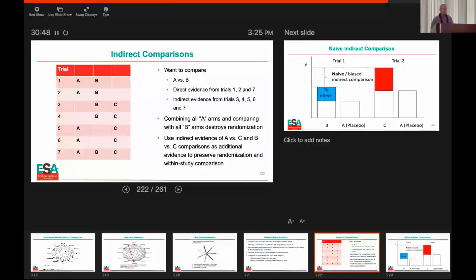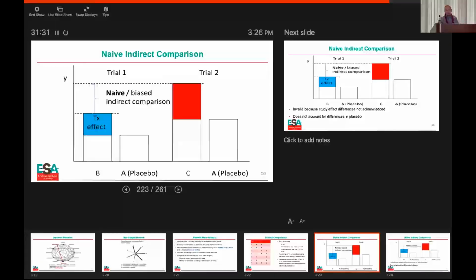So what I'm going to do instead is use the indirect evidence of A versus C versus B versus C as additional evidence to add to the direct evidence of A versus B. And I can only do that if 3 and 4 are really comparable to 5 and 6. If 3 and 4 are very different from 5 and 6 in certain ways, then I'm not going to be able to make those comparisons. But one of the assumptions that I'm going to make is that had I done A, I would have gotten the same result as I got in trials 1 and 2. Then I'm okay to make that comparison.